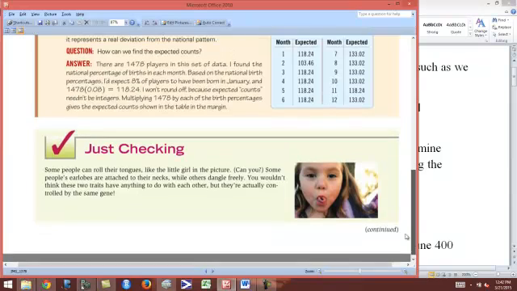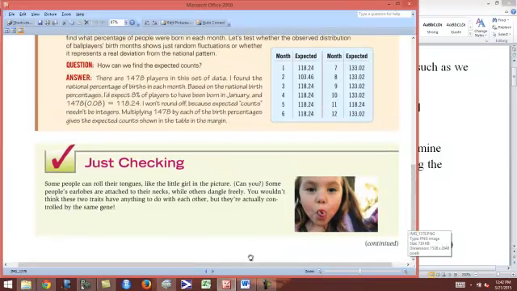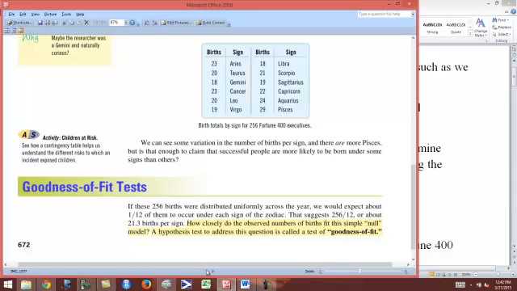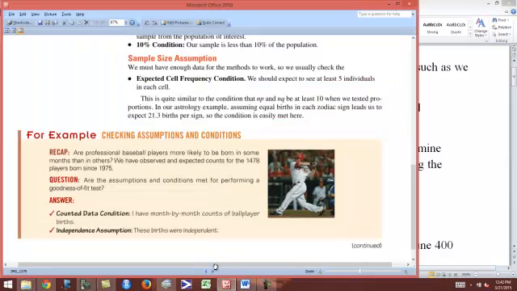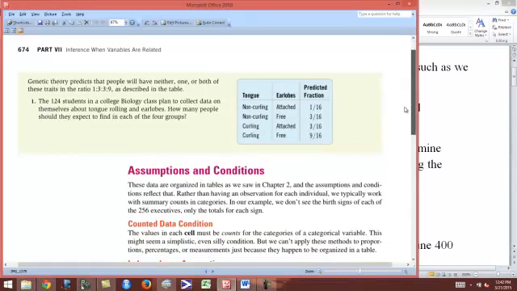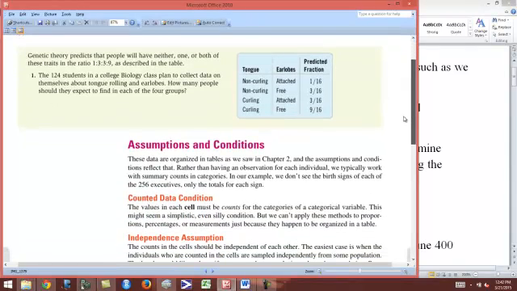Now here we get an example with baseball players. It's kind of interesting. I want to go back to the beginning here. Okay, so let's take a look at this. Okay. Now, here's an example.